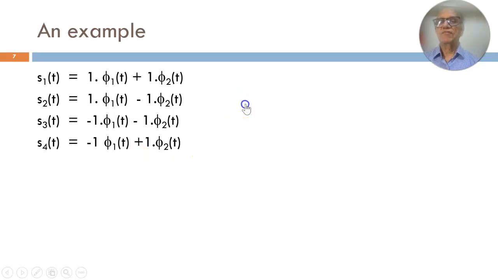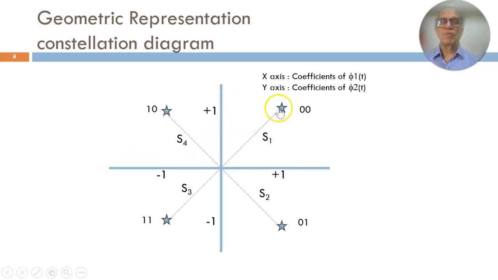Okay, so if you make a plot of this, you get 4 points. S1 with coefficients of 1, 1, S2 with coefficients of 1 and minus 1, S3 with coefficients of minus 1 and minus 1, and S4 with coefficients of minus 1 and plus 1. And note that each point corresponds to a particular digital word: 0 0, 0 1, 1 1, 1 0.